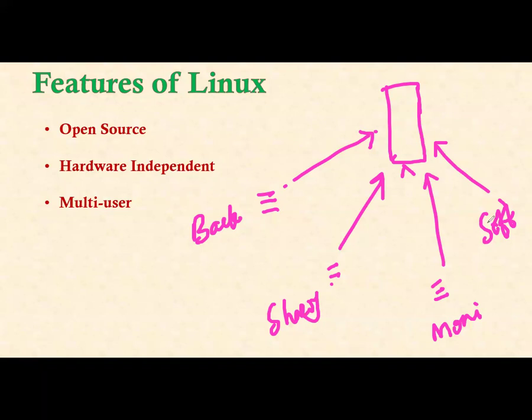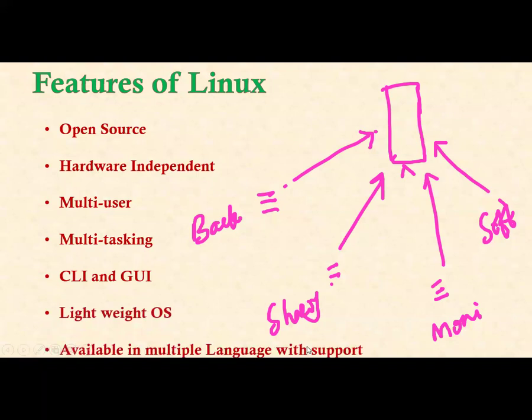Now, you may say this is also possible in Windows operating system. Exactly. It is also possible in Windows operating system, but Windows operating system will consume more resources compared to the Linux operating system. All right. So with less resource utilization, hundreds and thousands of people can connect and they can perform different tasks at the same time. Okay. So this is your multi-user and multitasking. And the Linux operating system can be CLI as well as GUI, command line interface as well as graphical interface.